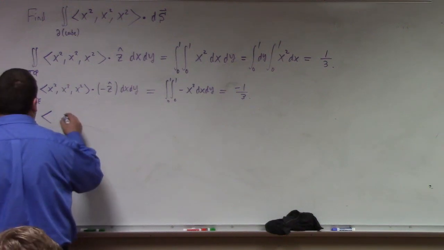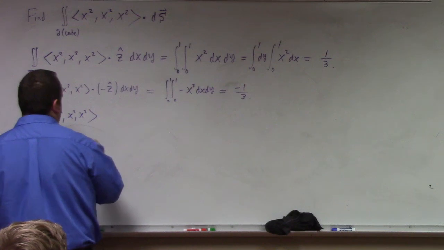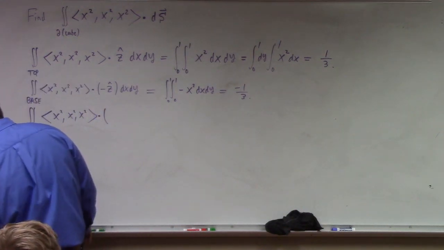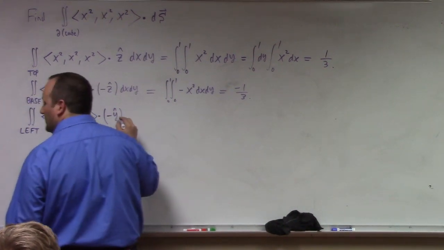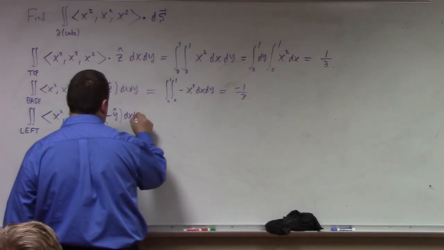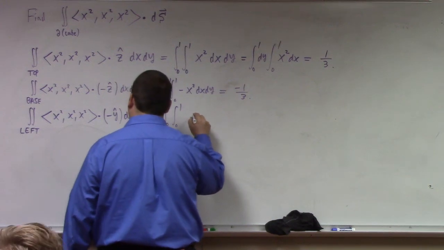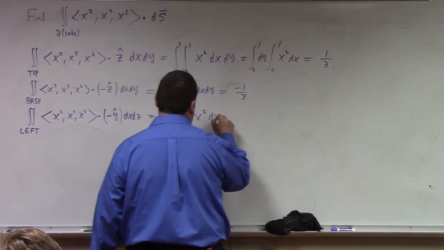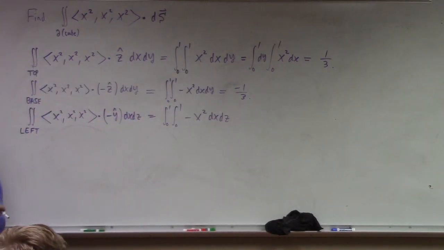Let's see here. We're supposed to plug in x squared, x squared, x squared, and we take the dot product with what this time? Minus y hat. And this time what? dx dz. So we're left with the integral from 0 to 1, integral from 0 to 1 of minus x squared dx dz, which again works out to minus a third.